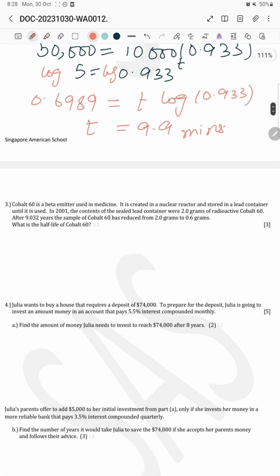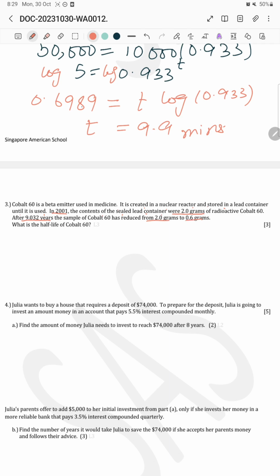Cobalt-60 is a beta emitter used in medicine. It is created in a nuclear reactor and stored in a lead container until it is used. In 2001, the contents of the sealed lead container were 2 grams of the radioactive cobalt-60. After 9.03 years, the sample of cobalt reduced to 0.6 grams. What is the half-life of cobalt-60?